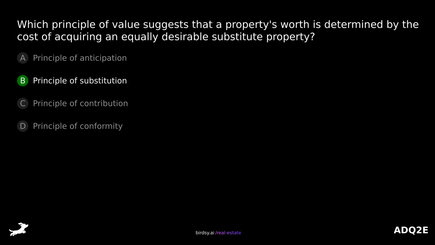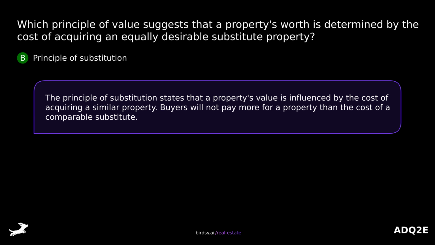The correct answer is B, principle of substitution. The principle of substitution states that a property's value is influenced by the cost of acquiring a similar property. Buyers will not pay more for a property than the cost of a comparable substitute.